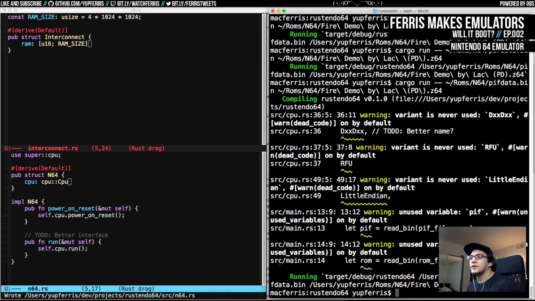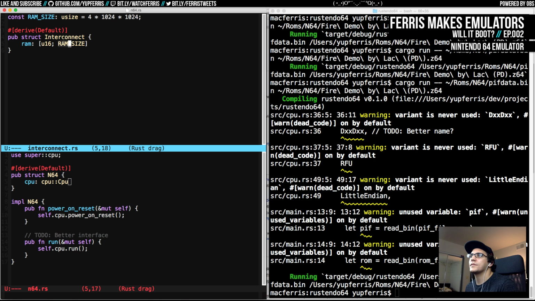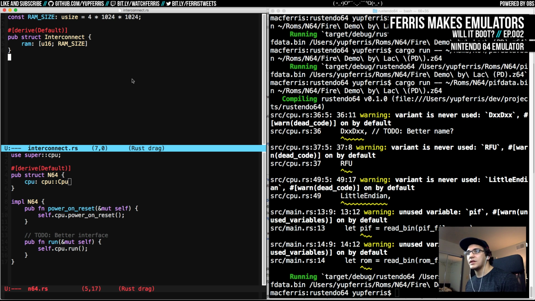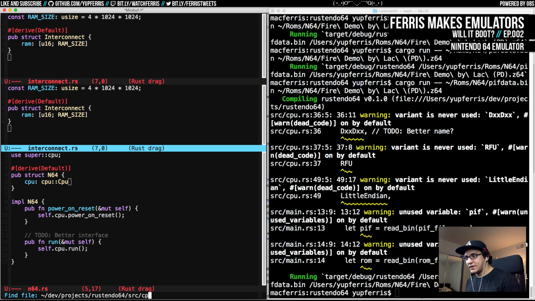Okay, let's get a move on here. We're going to have to change this. That'll be okay, but I just want to tie everything together first. It's going to run the CPU. Yeah, I put the interconnect on here and then I took it off, and that's because the CPU is actually going to have to own that. So we'll go back to the CPU.